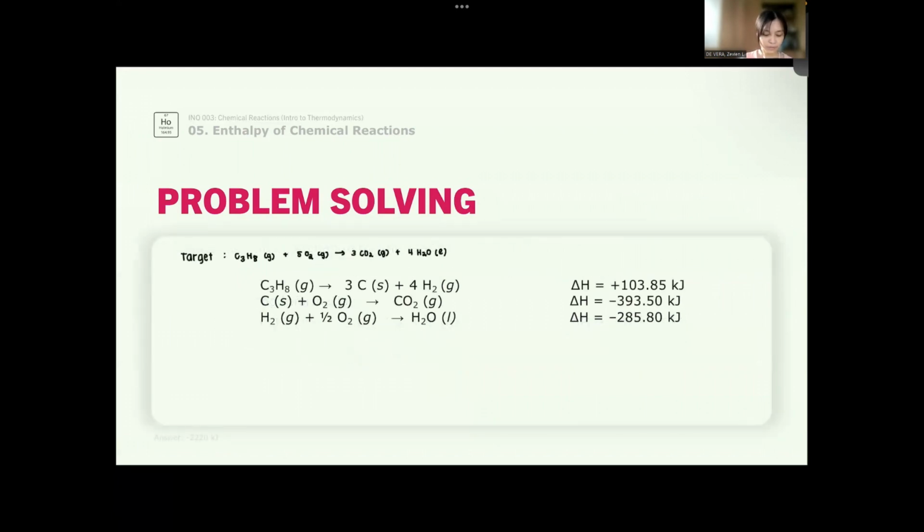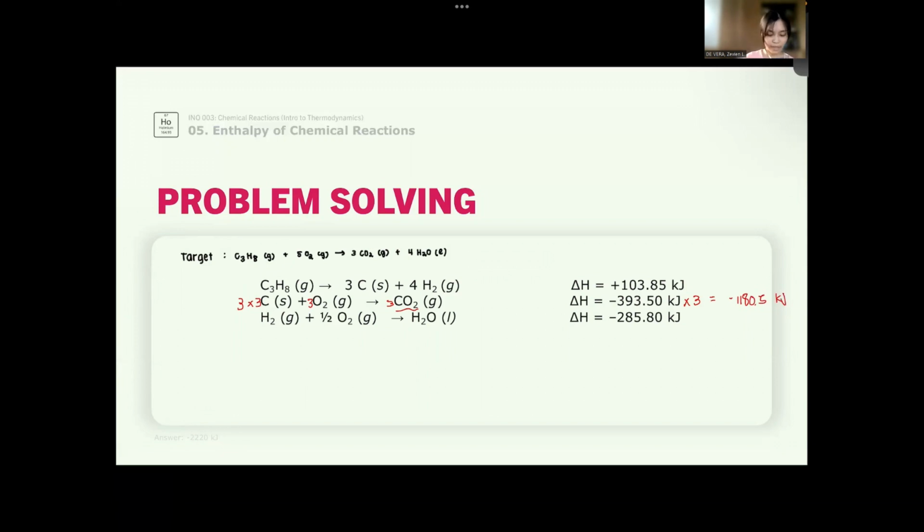To solve this problem, we must first take note of the target equation as shown above the given equations. As you can see, we need 3 moles of CO2 and 4 moles of H2O in the liquid state for the products. You can see here that we only have 1 mole of CO2 given, and so what we need to do is to multiply that by 3. So we will have 3 carbons, 3 O2 molecules, and 3 CO2 molecules. We will also multiply the enthalpy change by 3, and that will give us negative 1180.5 kilojoules.